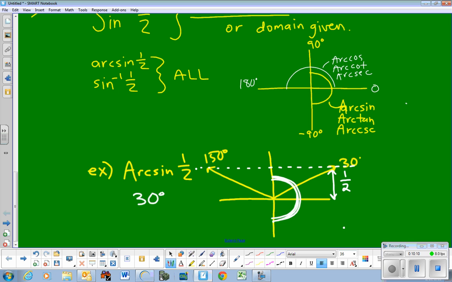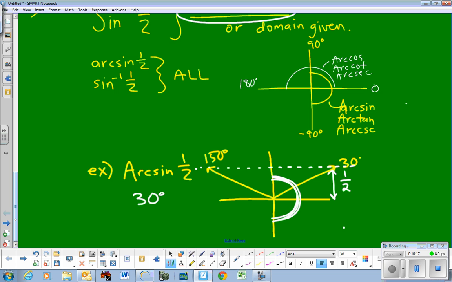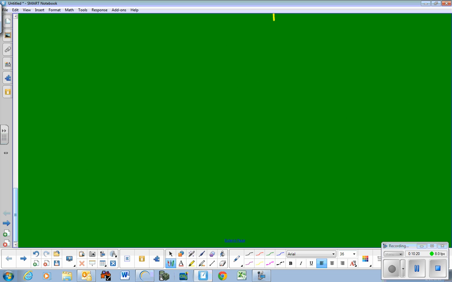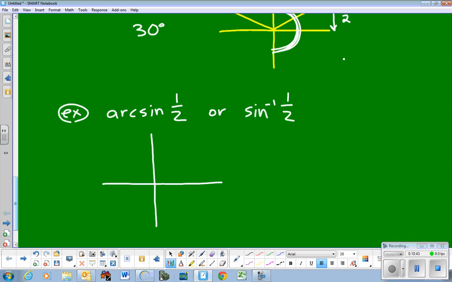Now, that's how you decide which one of the infinitely many to do. So how are we going to deal with it if we're trying to represent all infinity of them? All right, obviously we don't want to write out infinitely many different answers. So let's talk about this. Arc sine of 1/2, or sine inverse 1/2. How can we represent all possible of the infinitely many angles that have a sine of 1/2?